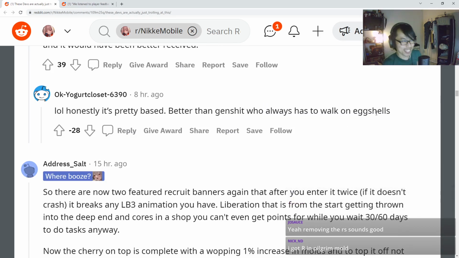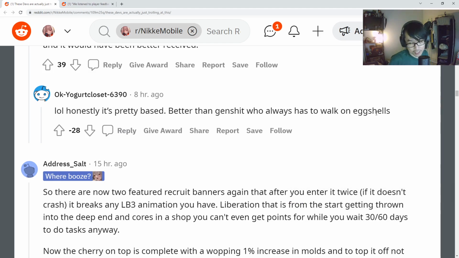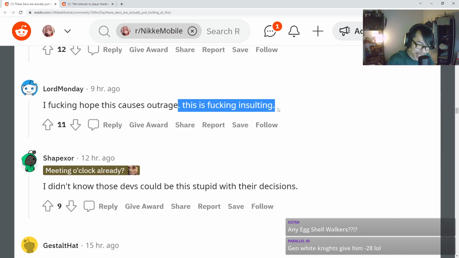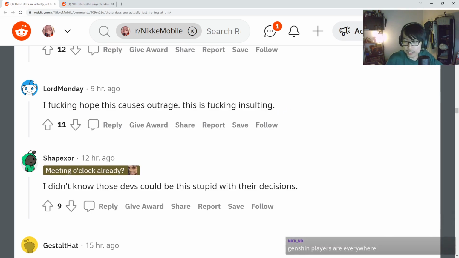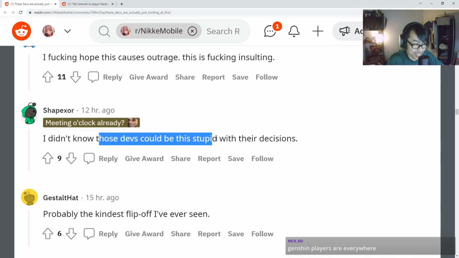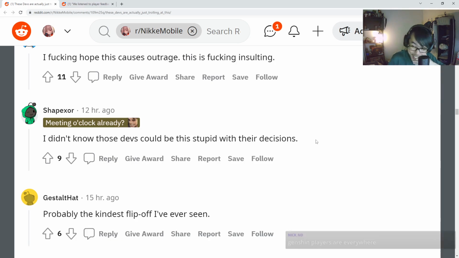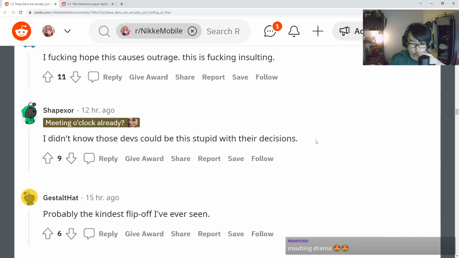Ooh, Genshin players walking on eggshells? I hope this causes outrage. This is effing insulting. This is insulting, guys. 1%, how dare they, right? I didn't know those devs could be this stupid with their decisions. Ooh, man. Calling people stupid.